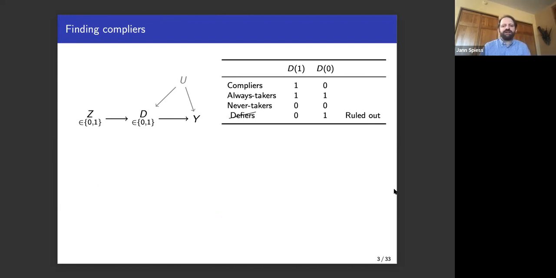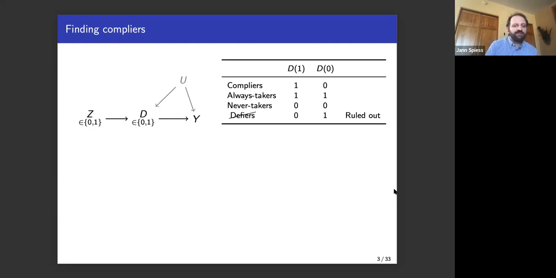So specifically, using the standard local average treatment effect framework, I now classify people into compliers, which are those people who actually react to the treatment. So those are people who take up the treatment if they are assigned to the encouragement group and don't take up treatment otherwise. And there are always takers, who always take the treatment, no matter whether they are assigned or not. There are never takers, who never take the treatment, whether they are assigned or not.